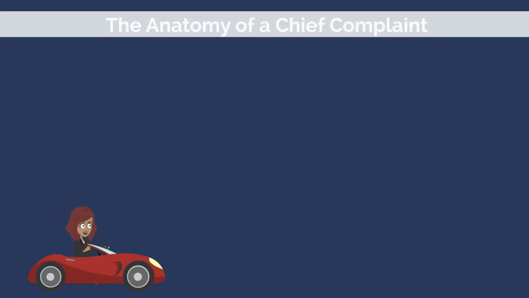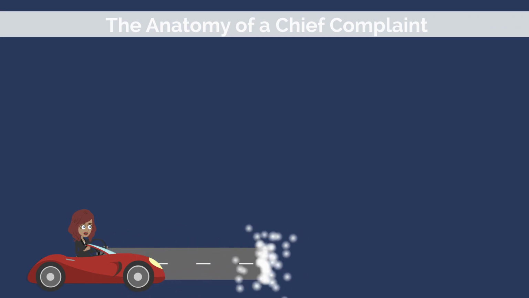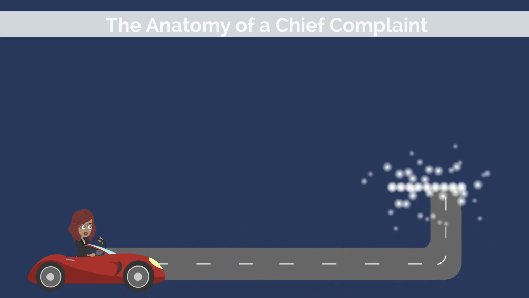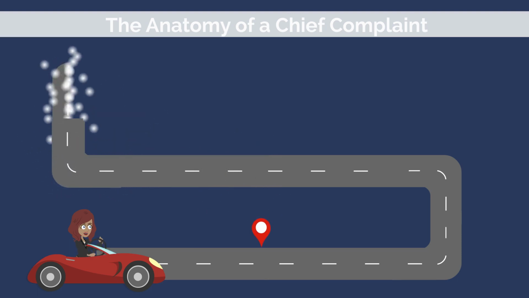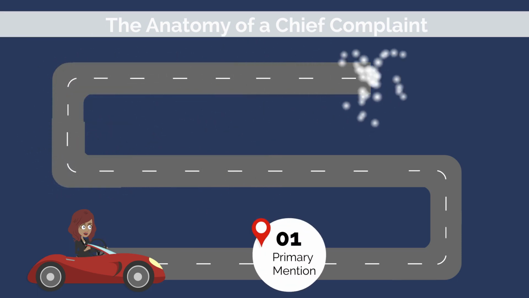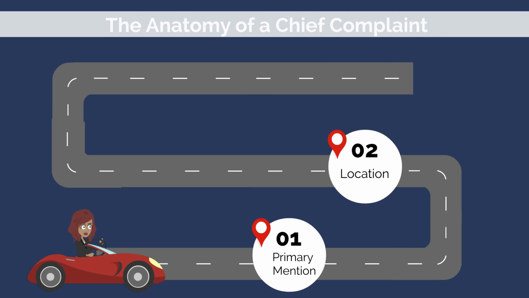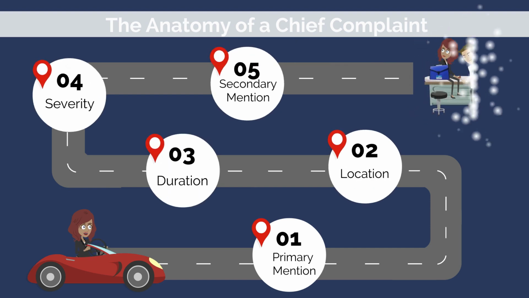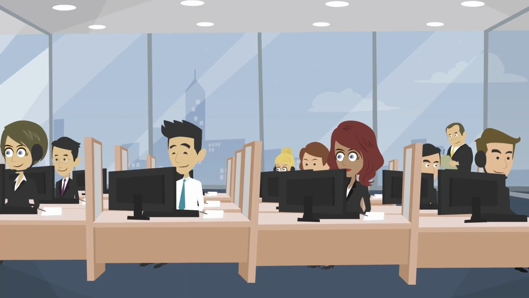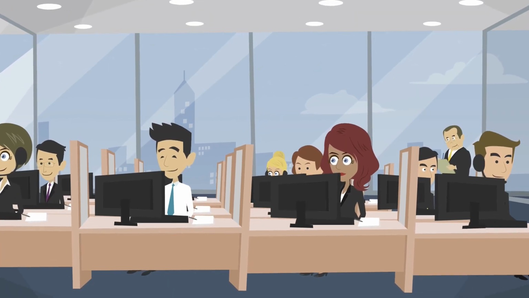We will talk more about this later. But here is the anatomy of a chief complaint. Each complaint is segmented into 5 separate parts. Number 1, the primary mention, which is what it actually is, the location, the duration, and the severity of it, and the secondary mention. Now let's bring this all home.